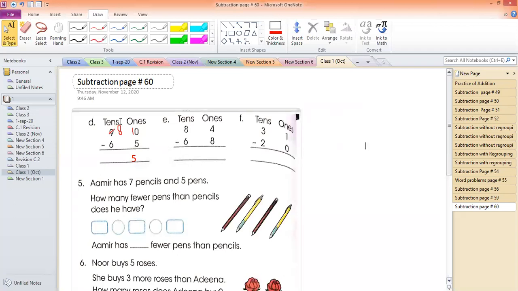This is now 8. 8 minus 6 is equal to? Draw 8 lines and cut 6 lines. 1, 2, 3, 4, 5, 6, 7, 8. Cut 6 lines. How many lines are left? 2. So 8 minus 6 is equal to 2, and 90 minus 65 is equal to 25. Very good. Thank you.